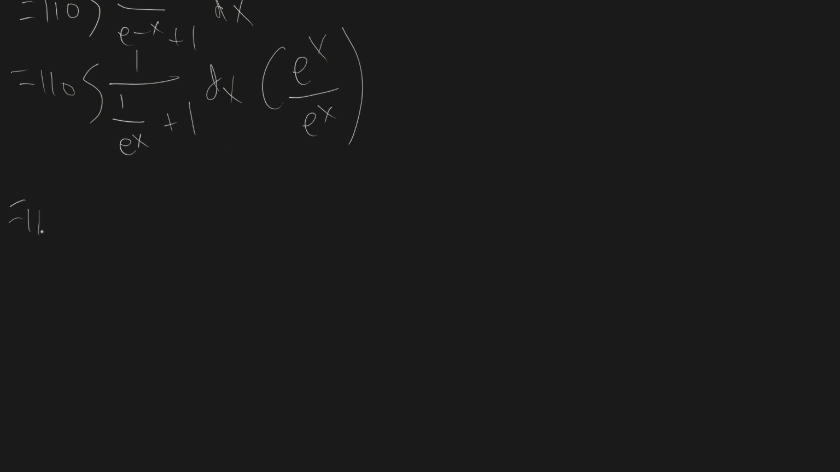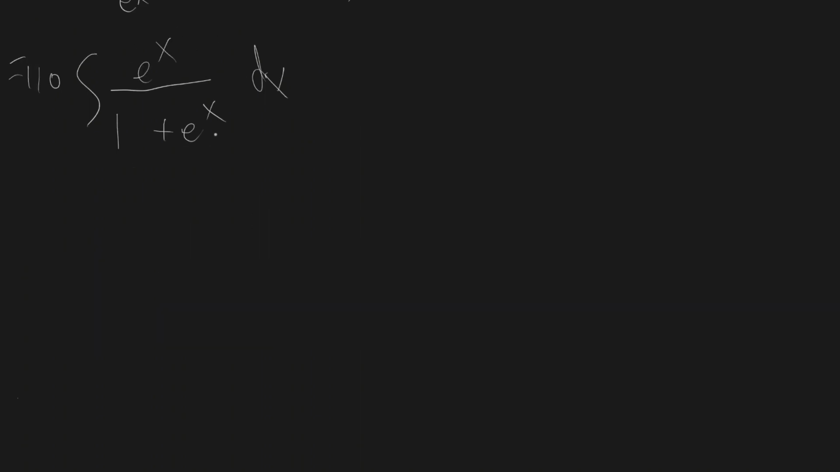So this becomes 110 times the integral of e to the x in the numerator, since we did 1 times e to the x, divided by 1 plus e to the x. And that's because we did 1 over e to the x times e to the x, which is just 1. That's where this one comes from. And then plus 1 times e to the x, which is just e to the x, dx. Now this is a lot easier to integrate.